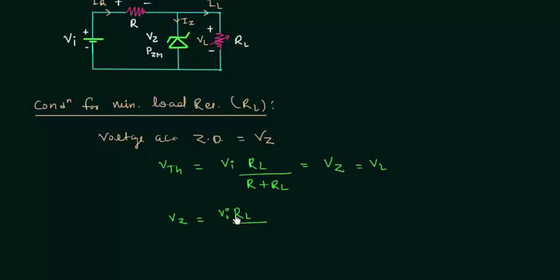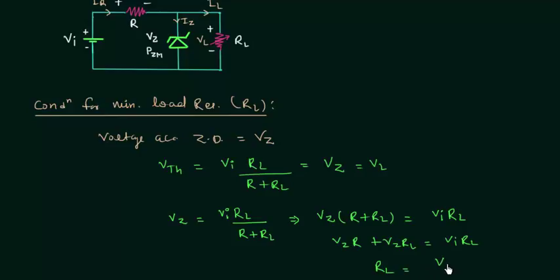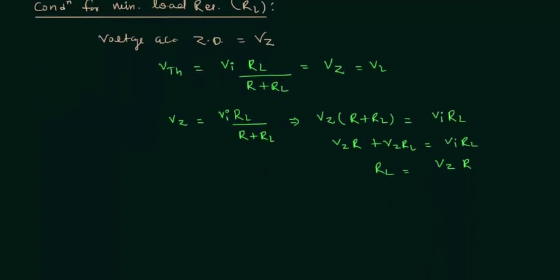We have Vz equal to Vi multiplied by RL divided by R plus RL. I will multiply both the sides by R plus RL. So we have Vz in bracket R plus RL equals to Vi RL. Now I will open this bracket. We have VzR plus VzRL equal to Vi RL. So RL is simply equal to Vz multiplied by R divided by Vi minus Vz. This is what we have after the simplification, and this is the condition for minimum load resistance. I will call this RL minimum.